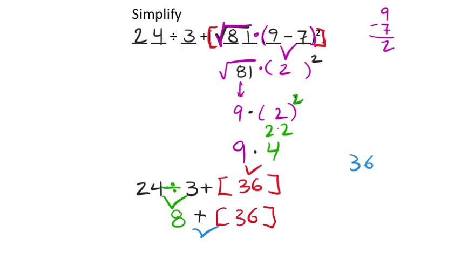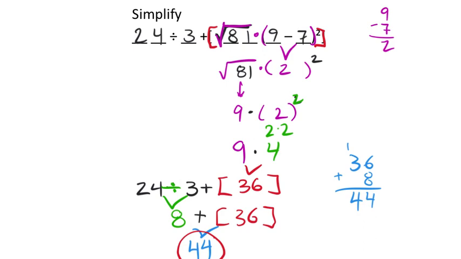So over here the work, 36 plus 8. 6 plus 8 would be 14. Carry the 1. 1 plus 3 is 4. So our final answer after all that is 44. Yeah, let's go back and do that.